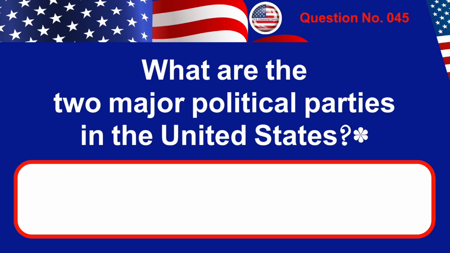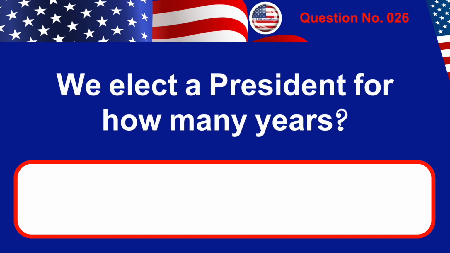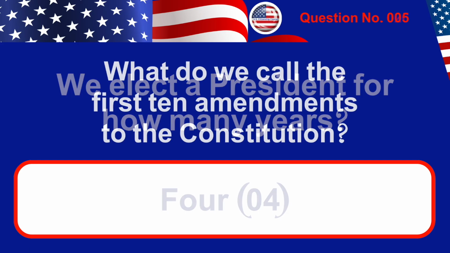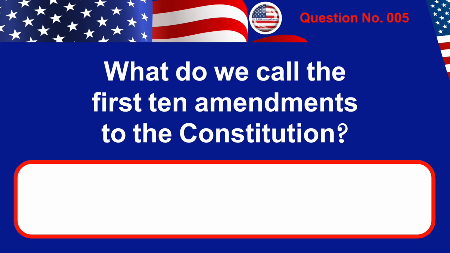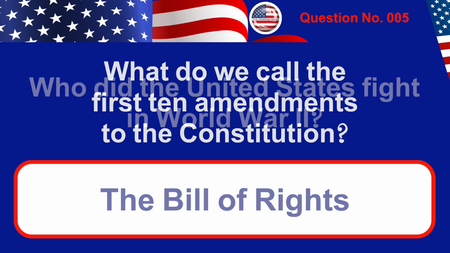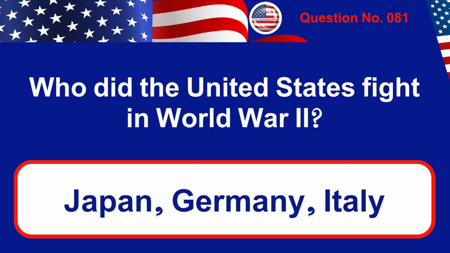What are the two major political parties in the United States? Democratic and Republican. We elect a president for how many years? 4. What do we call the first 10 amendments to the Constitution? The Bill of Rights. Who did the United States fight in World War II? Japan, Germany, and Italy.